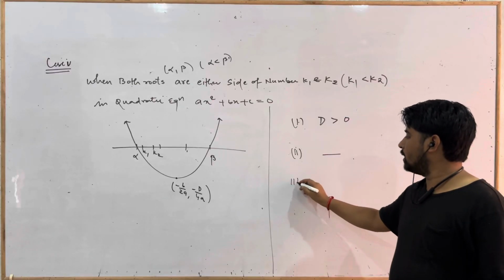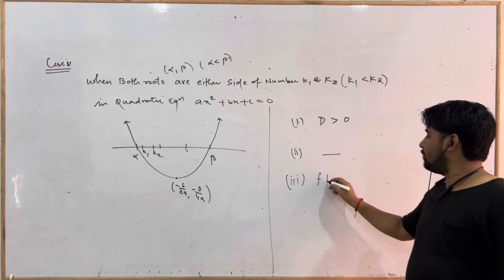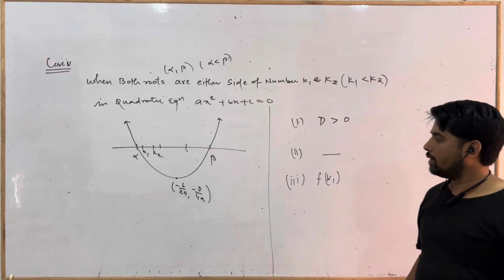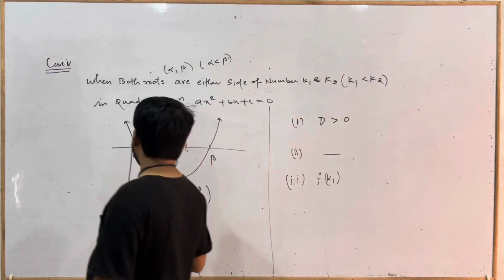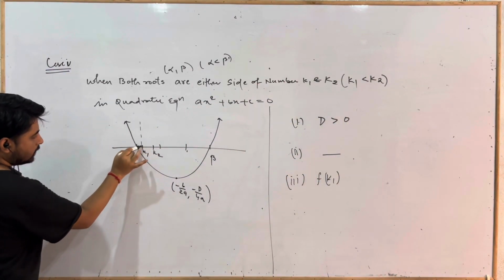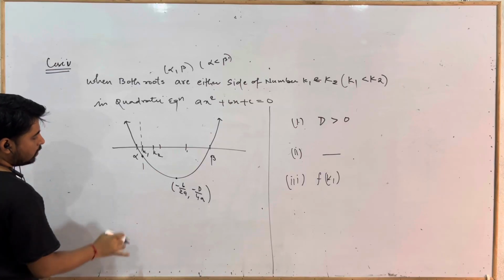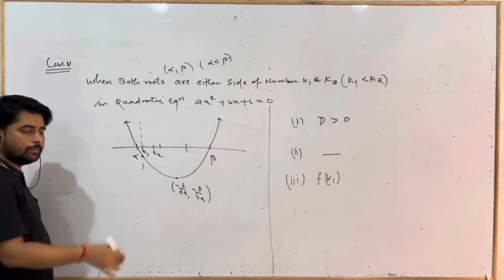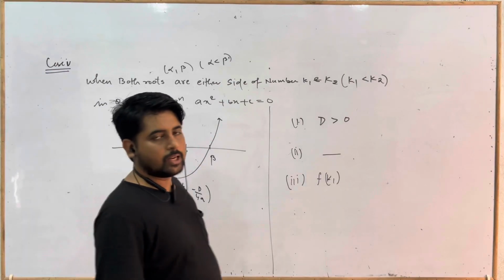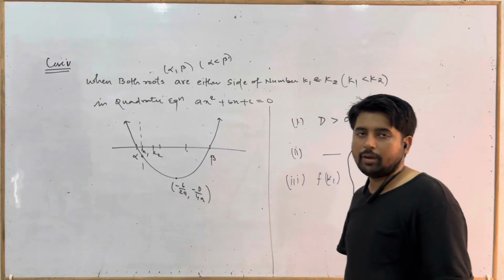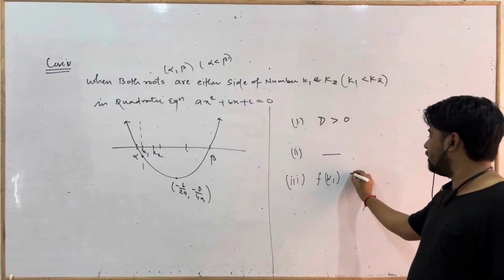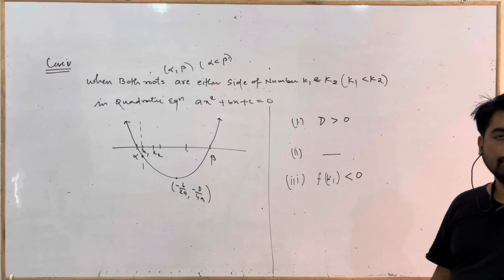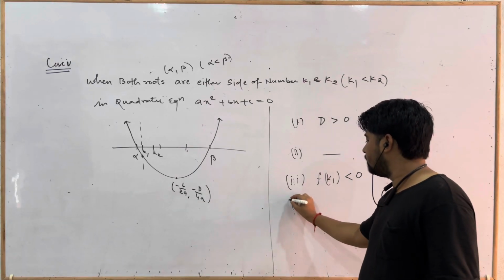Now what about the third condition? So f of k1 is what here? f of k1 is, if I draw a vertical line here, it's going to cut the graph below the x-axis. That means you are getting the f of k1 negative. So f of k1 is less than 0.